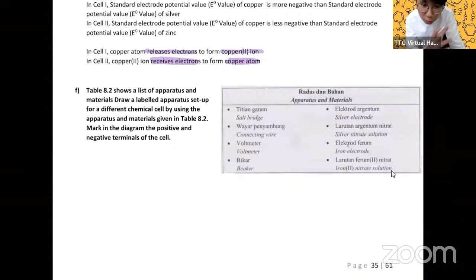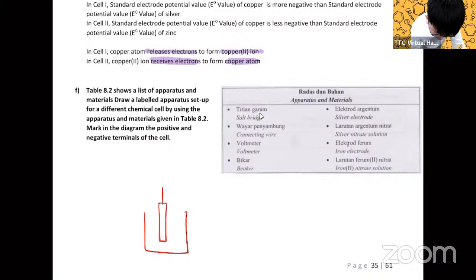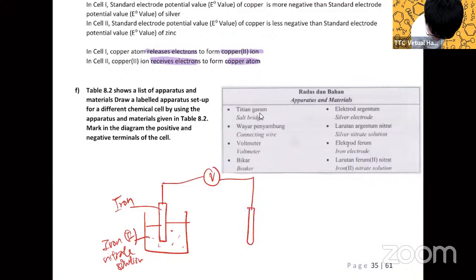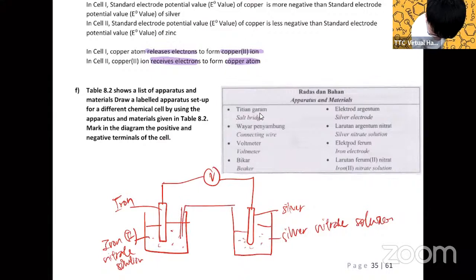First you prepare two beakers here, because you have a salt bridge. With a salt bridge, you can use two different beakers. So let's say for here, I have iron in iron nitrate solution, and then it is connected to a voltmeter with another solution. This one here is silver and silver nitrate. And then they are not completely connected, so that's why we need a salt bridge.